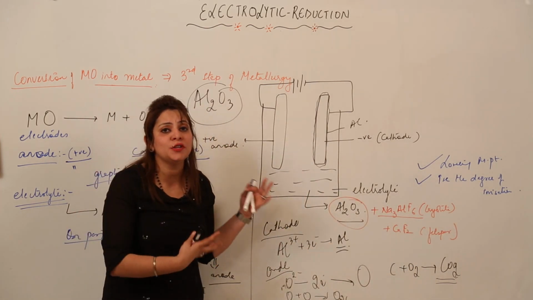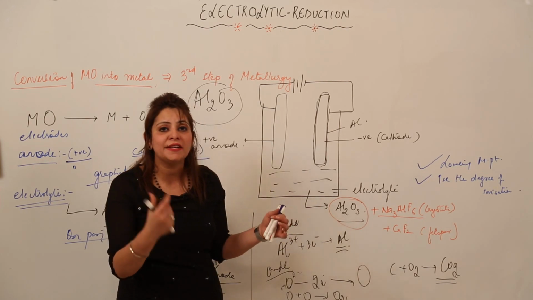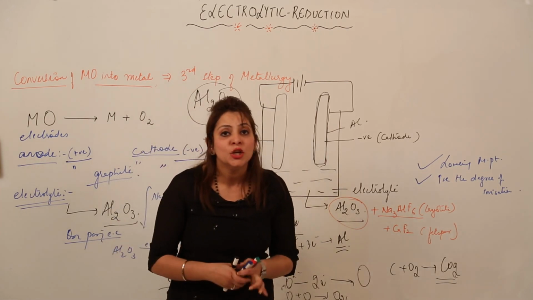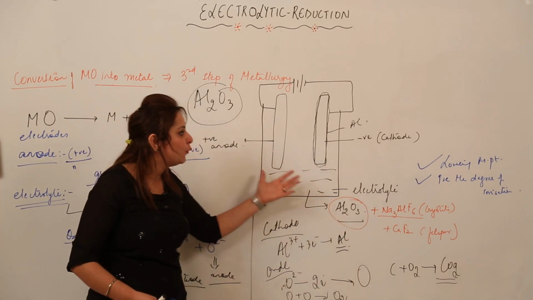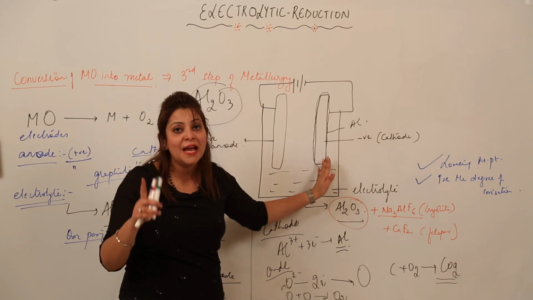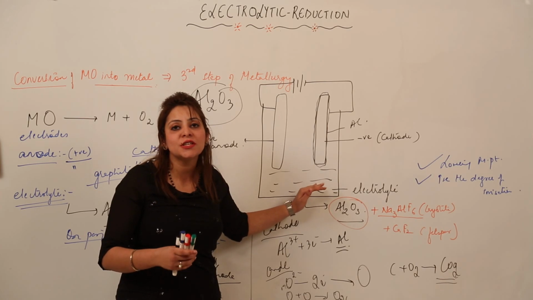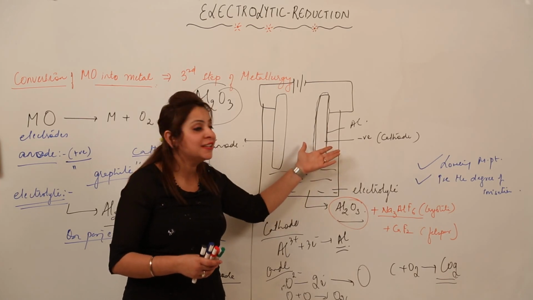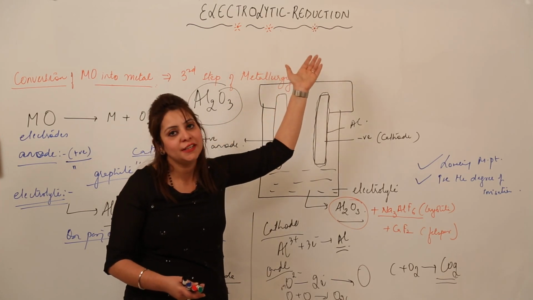Why did we do this process? We did this process because we wanted our metal to be separated from oxygen. So this is what we have done. Earlier it was Al2O3, now the cathode has a coating of aluminium, no oxygen, only aluminium. So that means the aluminium oxide is reduced to aluminium. This is what we wanted, that is why we performed this process, electrolytic reduction, right.